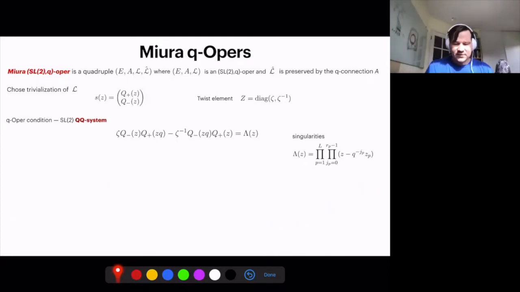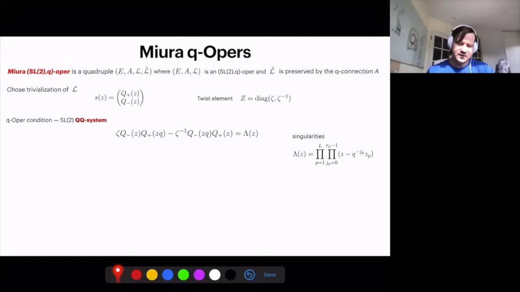Now let's spell it out more specifically. Let's try to describe the space of these Mura opers. We choose a trivialization on line bundle F. Let's say S of Z is parameterized by two polynomials. I call them q plus and q minus. And then the twist element, the central element in SL2, is the diagonal matrix with eigenvalues zeta and zeta inverse.